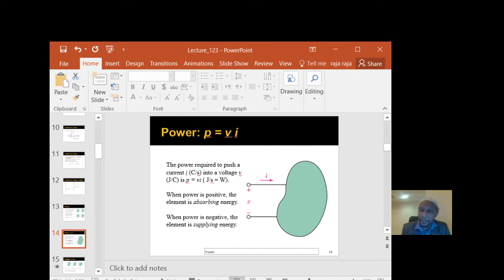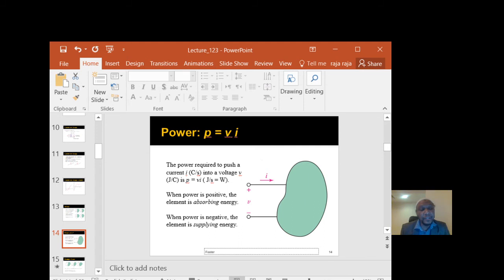So this is a very important basic concept: power is positive or power is negative. Power is positive means what? The element is absorbing energy. When power is negative means what? The element is supplying energy. So what is an example? A good example we can say.